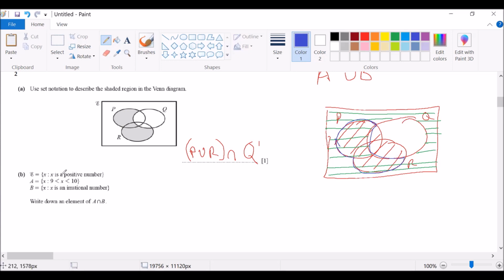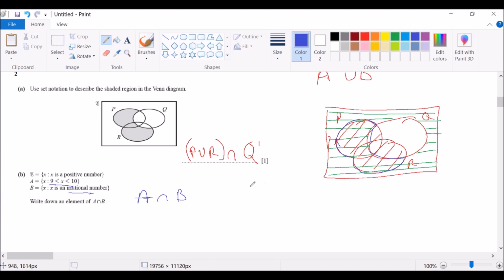Let's go to B. The universal set is X such that X is a positive number. So we say in set builder notation, the universal set is defined by X such that X is a positive number. A is defined by X such that X is greater than 9 but less than 10. B is defined by X such that X is an irrational number. Write down an element of A intersection B. So we want an irrational number that is between 9 and 10.